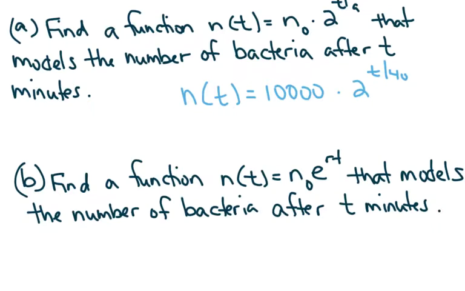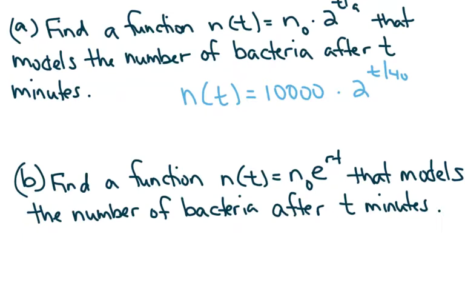So in part B, find a function n of t is equal to n naught e raised to the rt that models the number of bacteria after t minutes. I'm going to show you 2 different ways of doing this. So one way of doing this is because we know the doubling time. If I started with 10,000 bacteria, when I double it, I'm going to have 20,000. E to the r times 40 because it doubles every 40 minutes. So we're going to first divide by 10,000. So I'm going to get 2 is equal to e raised to the 40r.